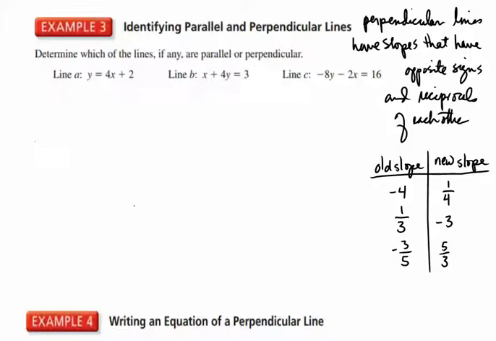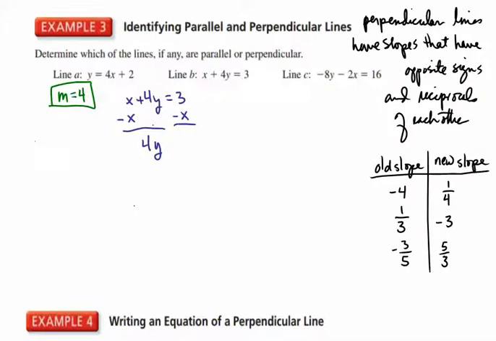So as we did with parallel lines, if we want to compare two lines to see if they're parallel or perpendicular, or neither, we first need to identify their slopes. Fortunately, with the first line, the slope is clear here. It is simply 4. With line B, we have x plus 4y is equal to 3. And what we need to do is solve for y. Put the equation into slope-intercept form.